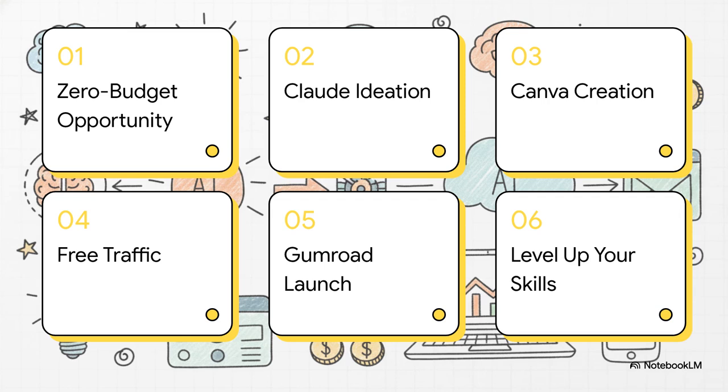All right, let's just quickly run through what we're covering in this explainer. First, the zero budget opportunity. Then, step 1, which is Claude ideation. After that, step 2, Canva creation, followed by step 3, free traffic. Then we'll hit step 4, your Gumroad launch, and finally, how to level up your skills. We're going from absolute zero to a final launch today, so let's jump right in.